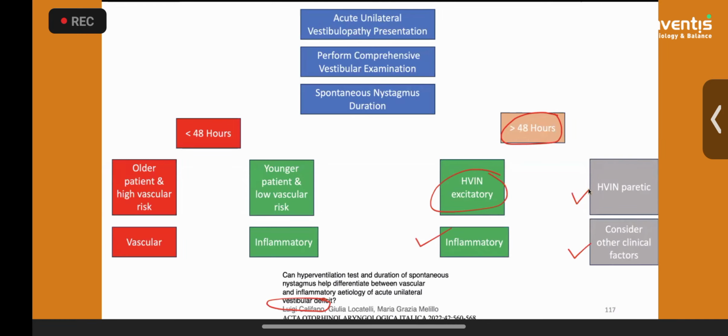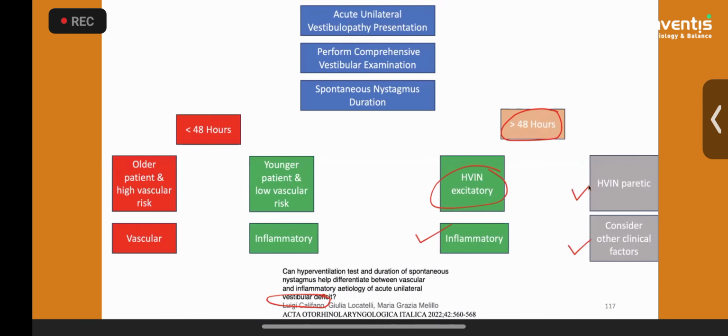I would request everyone to go through it. It is to differentiate whether the acute unilateral vasculopathy is inflammatory or vascular.